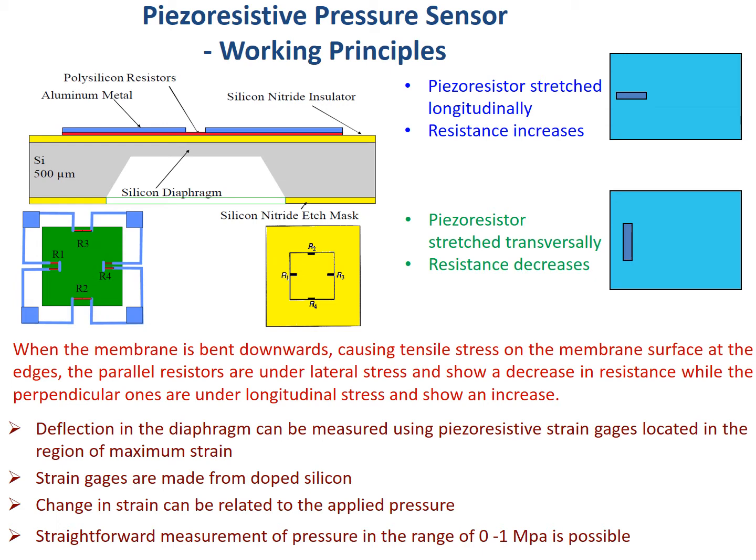Now the second line, what we can see, is that deflection in the diaphragm can be measured using the piezoresistive strain gauge located in the region of maximum strain. So we have to understand where we will place the strain gauge or piezoresistor so that we can achieve the maximum delta R. The strain gauges are made from doped silicon. Change in strain can be related to the applied pressure, and the typical pressure range we can measure using this is 0 to 1 megapascal, right? So this is the basic working principle of the piezoresistive type pressure sensors. Fine. Is it okay, or any doubts?